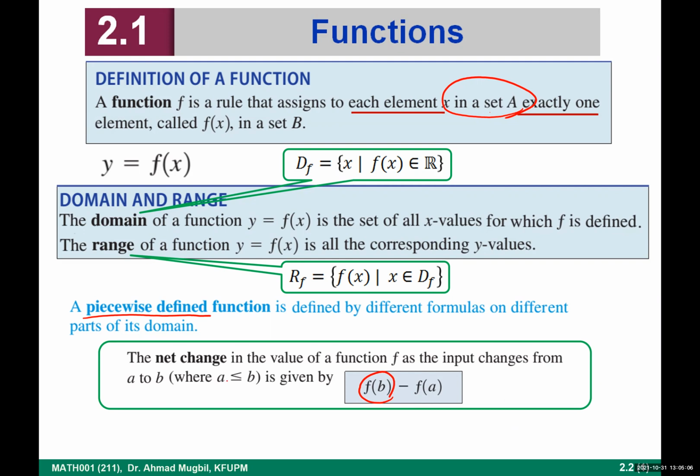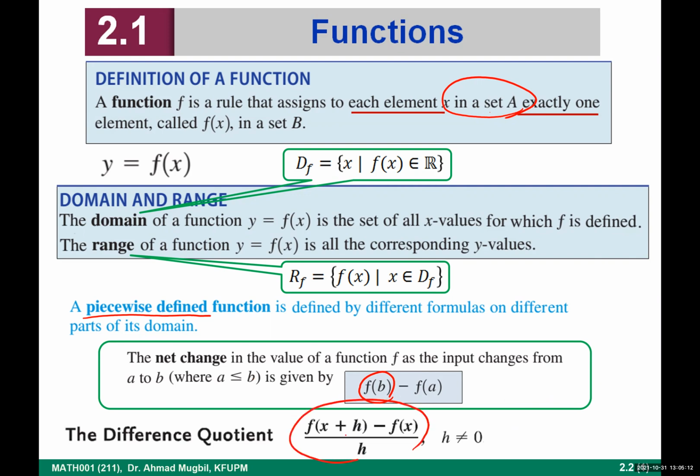For example, if you are talking about two numbers, and the difference quotient, it is just the difference between f of x plus h minus f of x over h. The main ideas are the difference quotient and the domain. If you notice, most of the questions in all the exams are about these, but you may have questions about other issues, not only these issues.